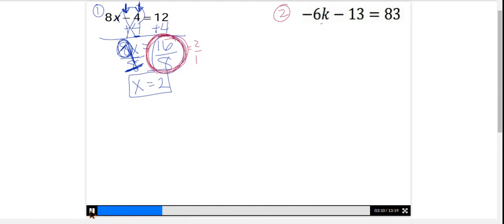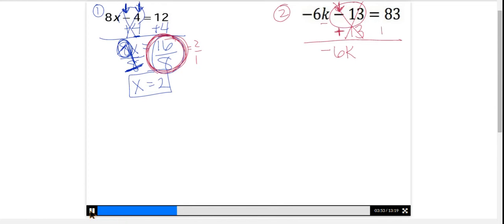Negative 6 times some number I don't know minus 13 gives me 83. And as you can see, our variable is a k rather than an x, and that's okay. You're going to start seeing lots of different letters. It means the same thing. It's some number I don't know. That's why there's a letter in its place. I'm going to start with this piece right here. The number's 13, so I'm going to write the 13 below it. And since this is subtraction, I'm going to write the inverse operation, which is addition. Again, you can see I'm making my 0 pairs, so they cancel out, and my negative 6k is all that's left on the left side.